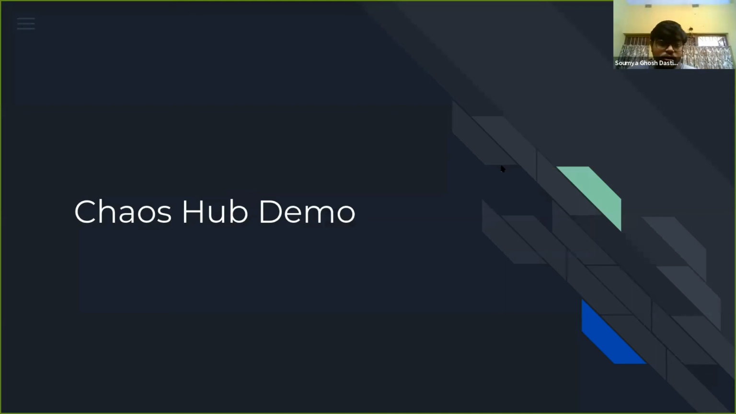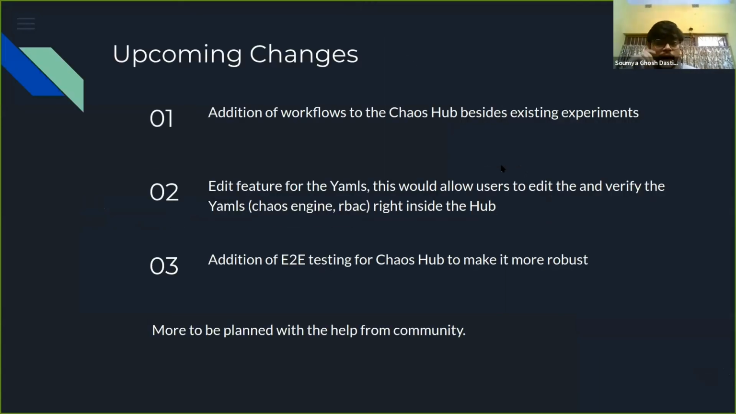The upcoming changes that we have planned are, basically, adding workflows to the chaos hub besides existing experiments. For those who do not know, a workflow is a sequence of experiments. Karthik will be a better person to give more details on that, but we'll be adding this in the future to the chaos hub so that you can use those too besides experiments.